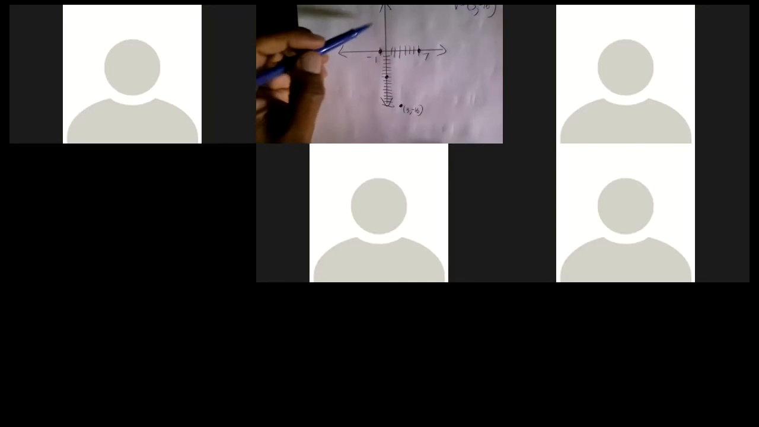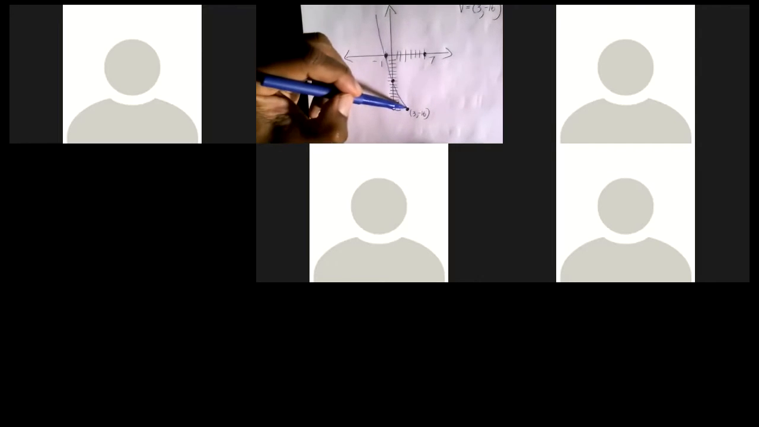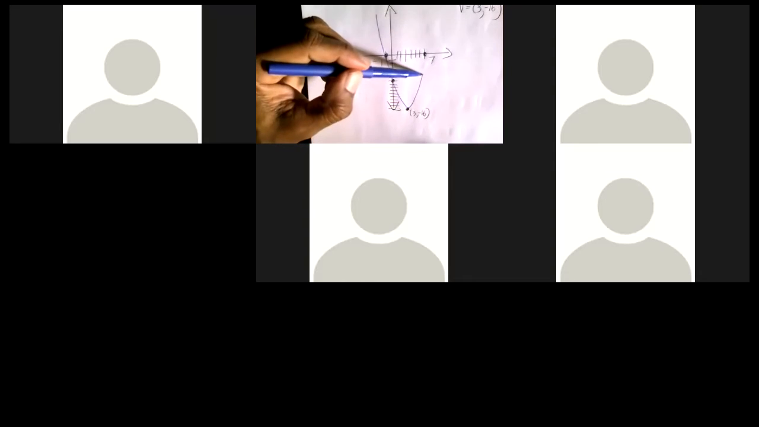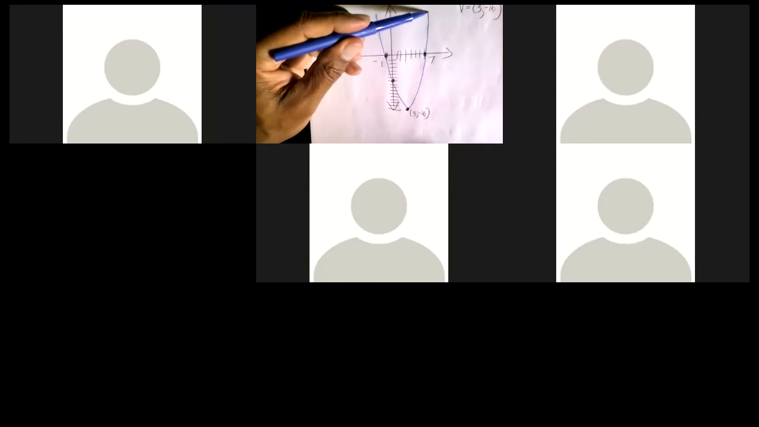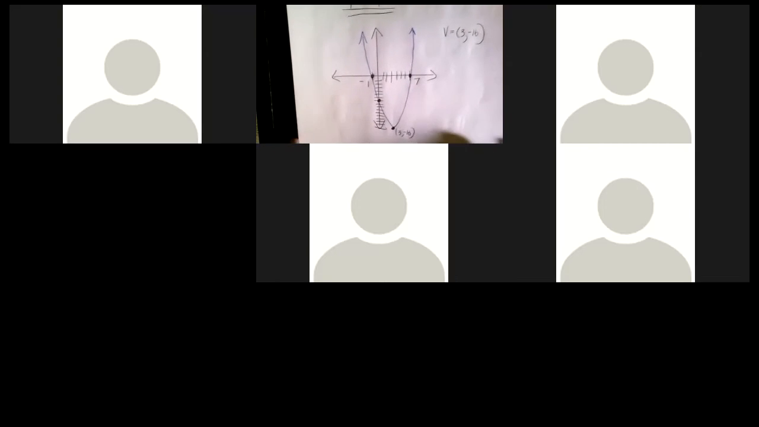So let's draw as neatly as I can. Here's that. And then we're going to make a nice little loop right through there. That's good. So that would be the sketch of the parabola.